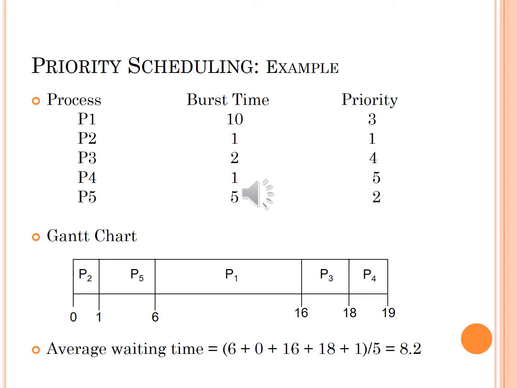Now we're going to have an example to illustrate priority scheduling, and in this example we have three columns. The first column is the processes, and we have five processes: P1, P2, P3, P4, and P5. We also have a burst time column, with five numbers which indicate the burst time of these processes, and the third column is the priority, which indicates the priority of the processes.